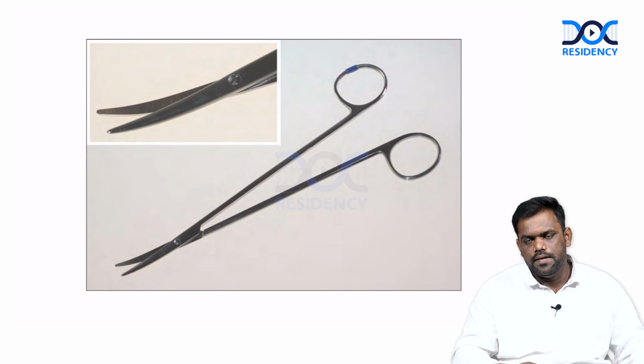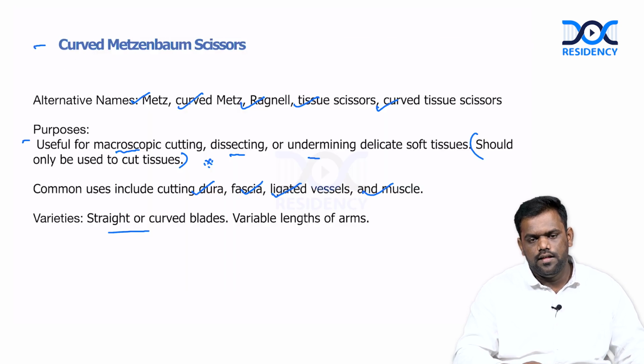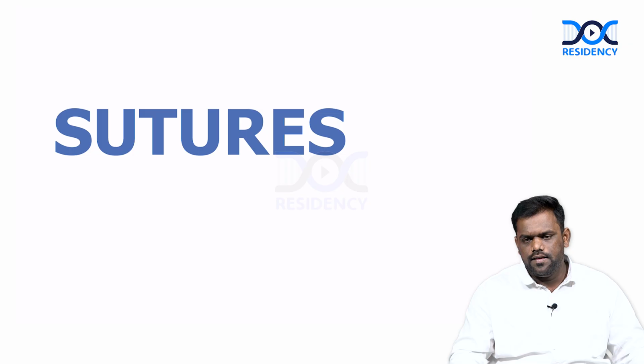It's a long curved Metzenbaum scissor. This is a fine Metzenbaum scissor and it's a curved Metzenbaum scissor. These are the basic scissors they are using in neurosurgery and some basic sutures.